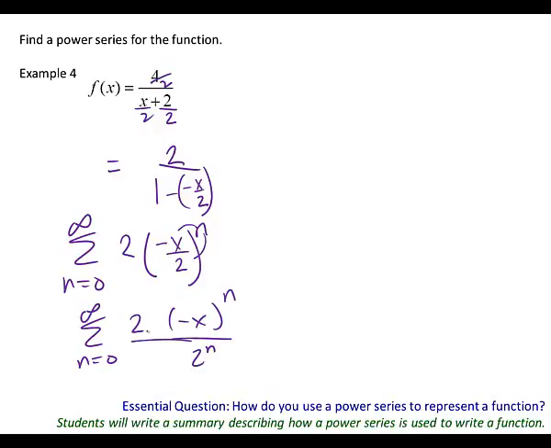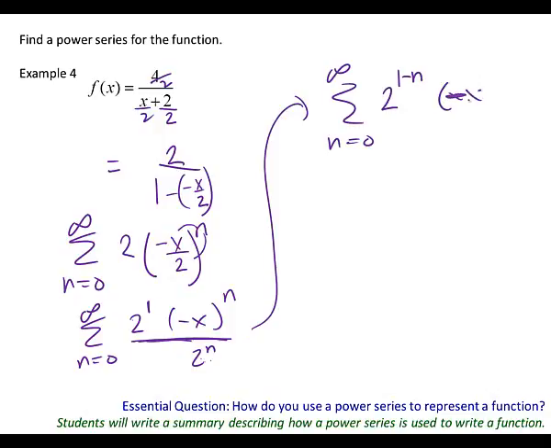And then this technically has an n 2 to the first on it. Can't I get those two bases together? Yeah, so when we have division like that, what do we do with the exponents? We subtract them, right? Okay, so my final answer on that one would be the sum n equals 0 to infinity of 2 to the 1 minus n negative x to the n power.